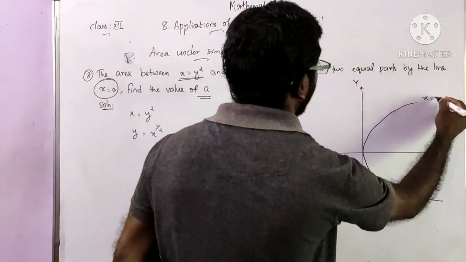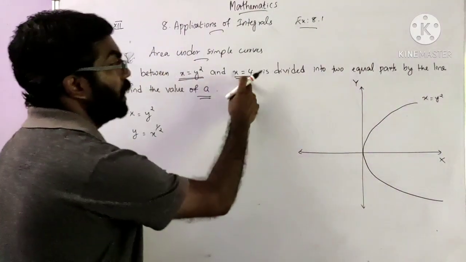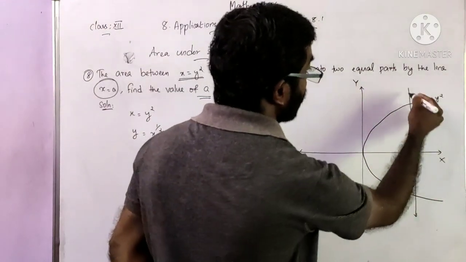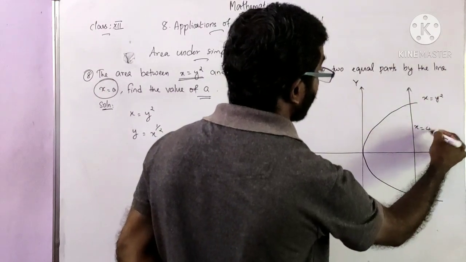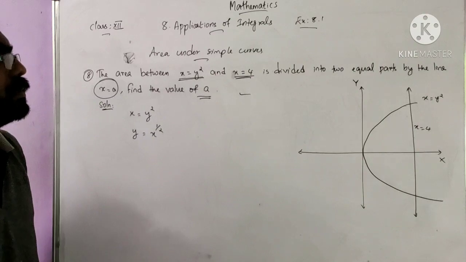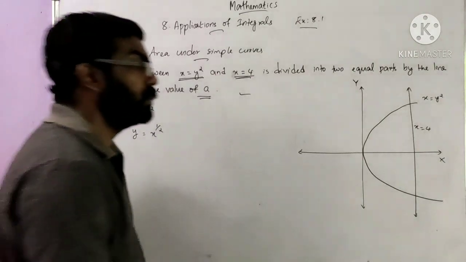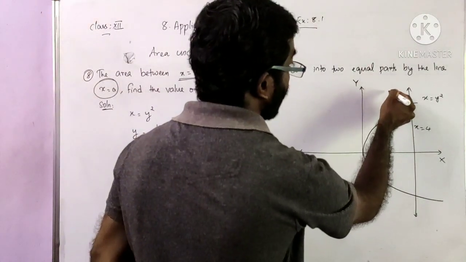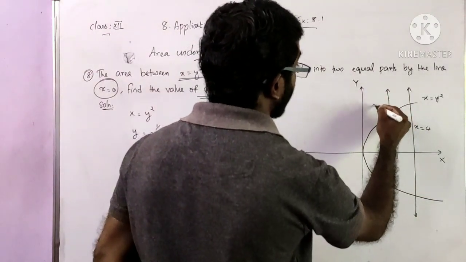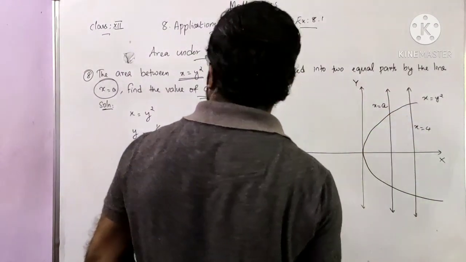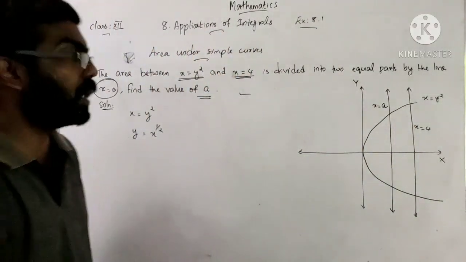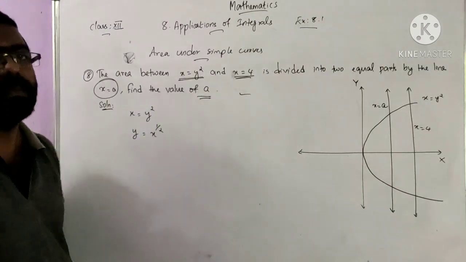Okay, x equal to y square and x equal to 4. So here we can mark x equal to 4, which is divided into two equal parts by the line x equal to a. So in between we can draw a line x equal to a which divides the entire area into two equal parts. These two areas are equal. We have to find the value of a.